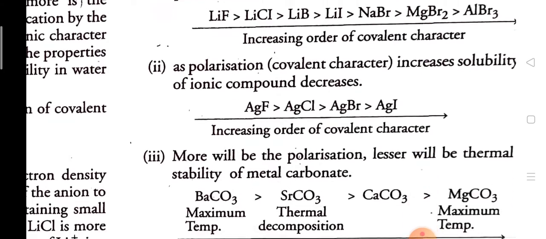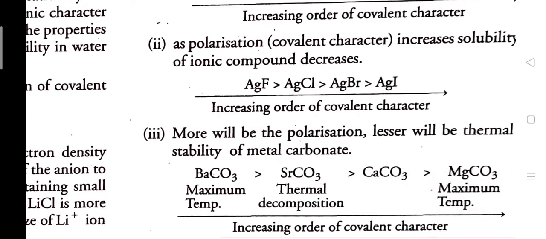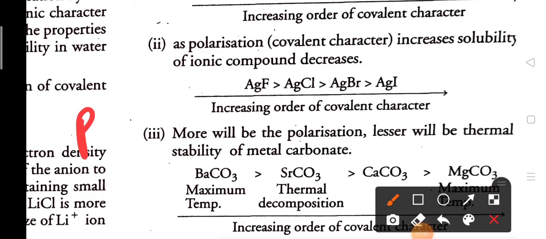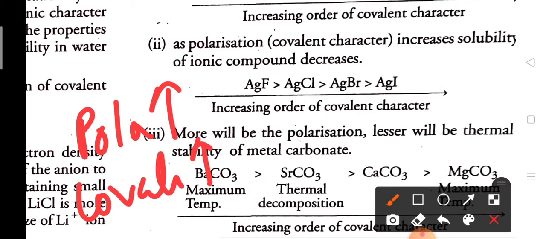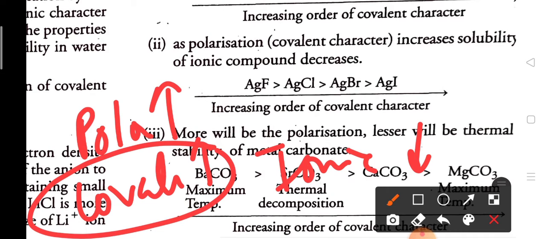Now, as polarization increases, the covalent nature also increases and ionic character decreases. Correct. And when covalent character increases, the solubility of ionic compounds decreases. When covalent character increases, the solubility will decrease.